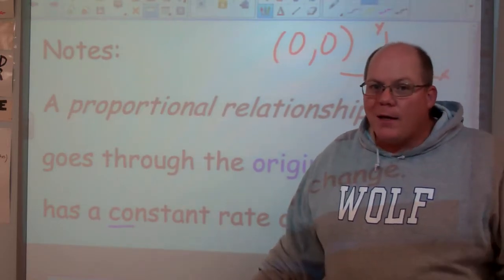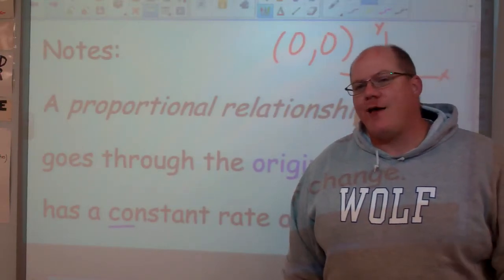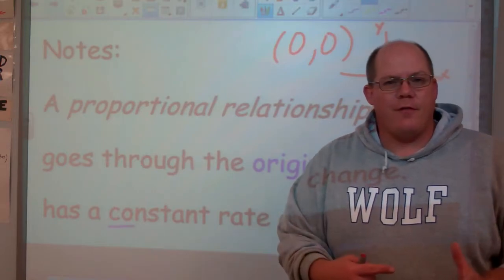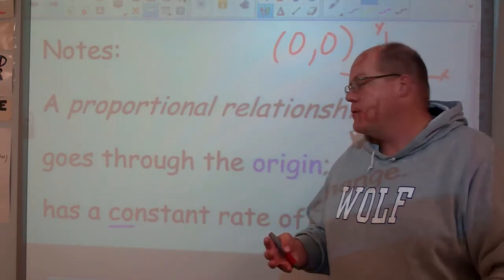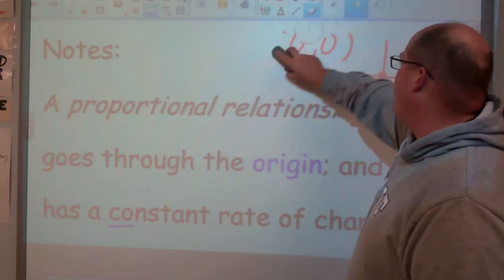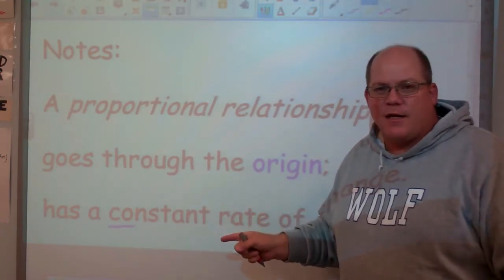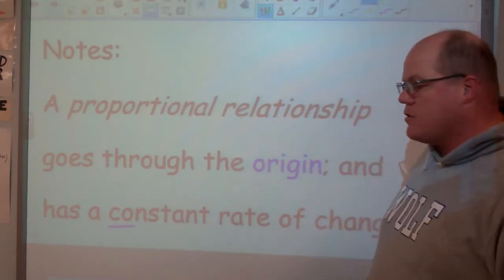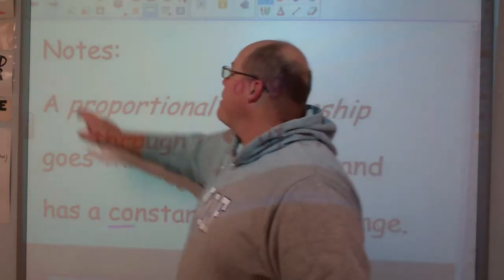If we had no monkeys, how many bananas did they eat? None. So that would go through the origin. No bananas, no monkeys. 1 monkey, 3 bananas. Later on in another lesson, we'll show how to plot that, but that's not for today. The second thing is it must have a constant rate of change, and we talked about what that looks like. That rate of change we refer to as the slope, or the K.